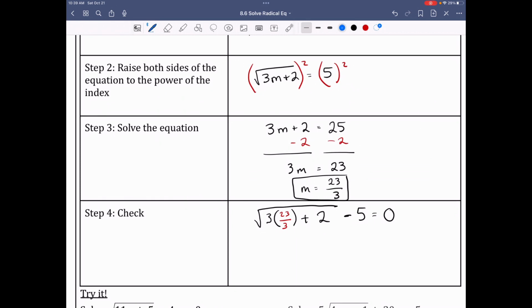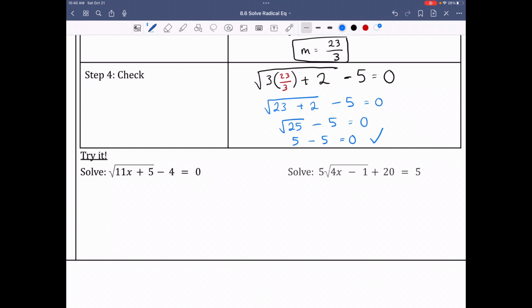And we just solve it from there. So the 3's end up canceling, right? So 3 times 23 over 3 is just 23. 23 plus 2 is 25. The square root of 25 is 5. And 5 minus 5 does equal 0. So our solution checks. So that's how we know it's a true solution.